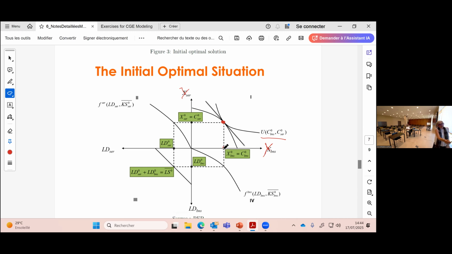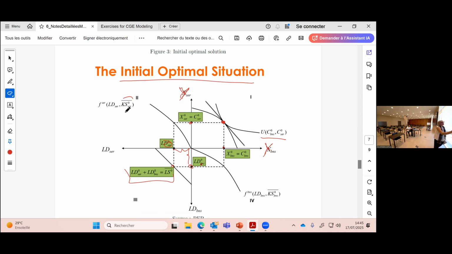To have this production, we need this labor demand, and if we use this labor demand for the production of the goods, we will use this quantity of labor demand on the market of services. Considering this labor demand, we will produce this quantity of services. Then here you have the initial optimal solution of the model.